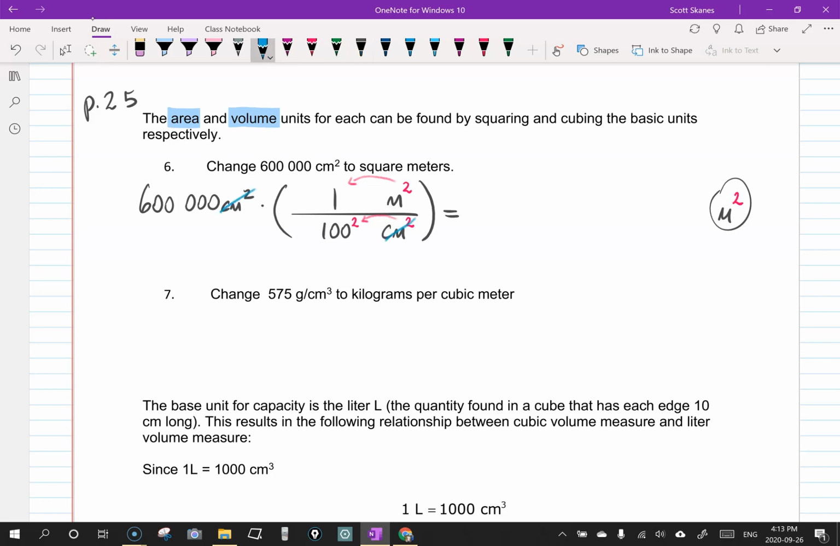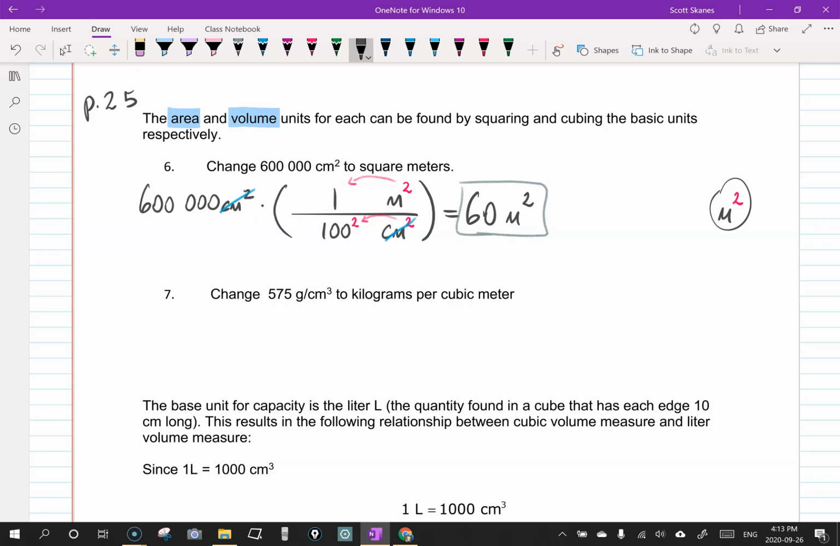So that will cancel out your centimeters squared. And then if you take 600,000 and divide it by 100 squared, you end up with 60. So that means that 600,000 centimeters squared is 60 meters squared. Be careful putting that squared into your calculator, okay? Find the button and use it properly.